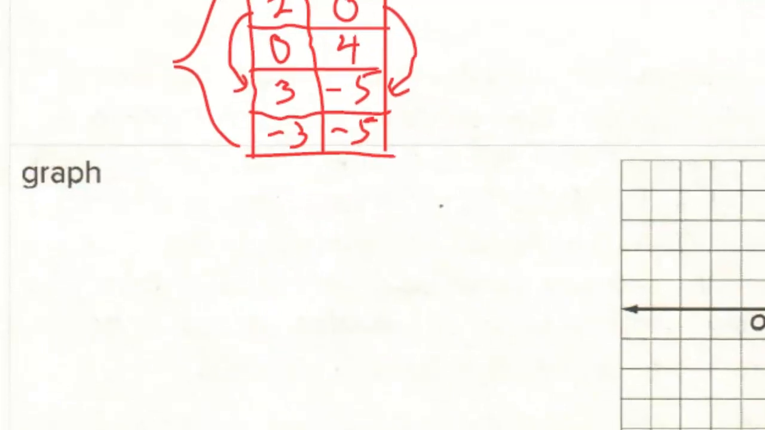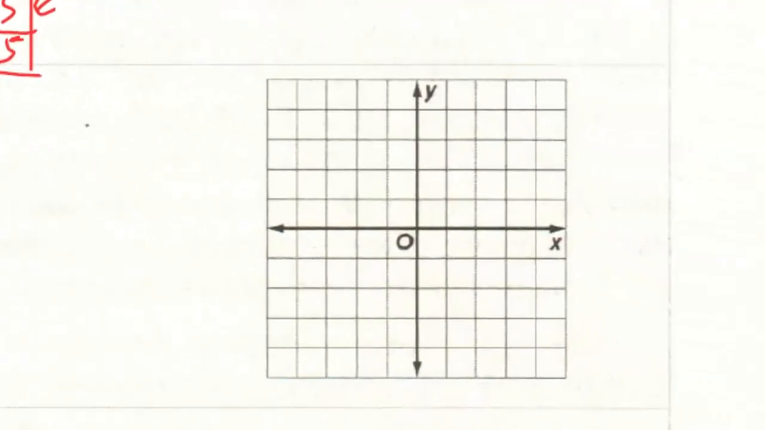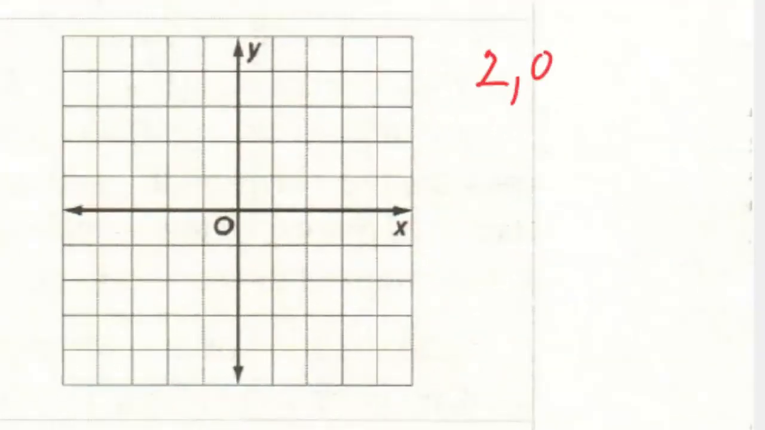We can also put these on a graph. We had the ordered pair of 2, 0. So 2, 0. We go to the right 2, but we don't go up or down on the y-axis. Remember, this is X, this is Y. We also had 0, 4. So 0 is no X change, no left or right. Up 4, 1, 2, 3, 4 would be right here.